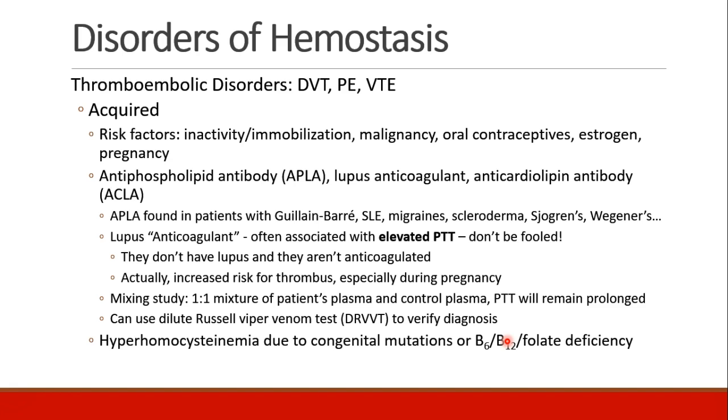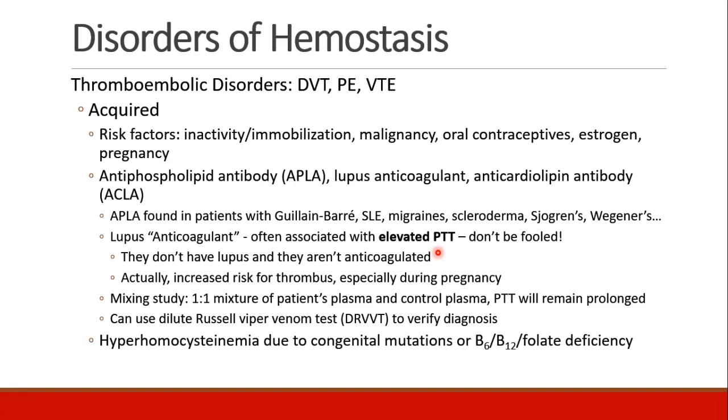The antiphospholipid antibody is found in patients who have Guillain-Barré syndrome, lupus, migraine, scleroderma, Sjogren's, Wegener's, a lot of these inflammatory and potentially autoimmune diseases. It's called the lupus anticoagulant, but first of all, you don't have to have lupus, and second of all, you're not anticoagulated. In fact, they often have an elevated PTT, but they aren't actually anticoagulated. In fact, they have increased risk for clotting, for thrombus. So it's called an anticoagulant because their PTT is elevated, but clinically that's not what we see.